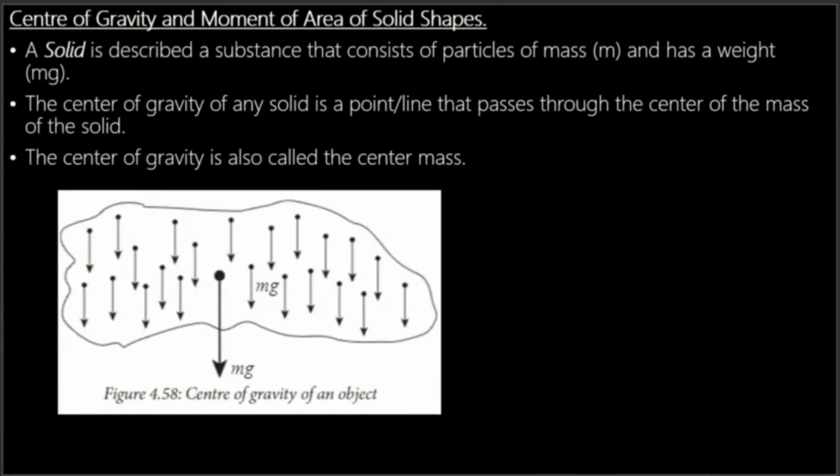In this case, we're going to be looking at a solid object and it has a weight, which is mass times gravity. So the center of gravity of any solid is a point, or a line that passes through the center of the mass of the solid. You can see here, this is the weight of the center. So the center of gravity is called the center mass. Sometimes they call it CG, which is the center of gravity.